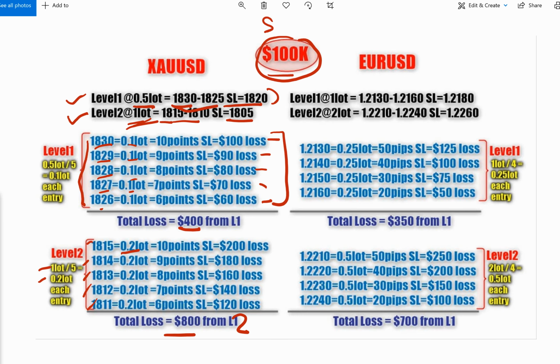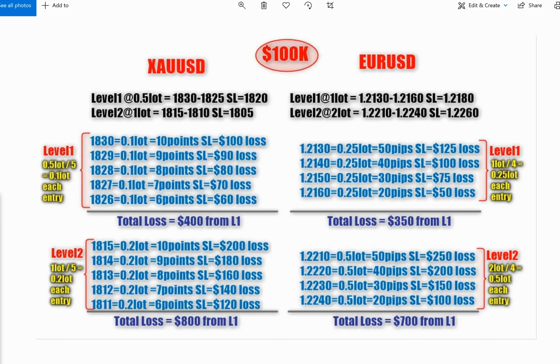This is for gold. In currency pairs, the entries are given in a range of 30 pips, and level 1 here will be traded with 1 lot, and level 2 will be traded with double lot size, 2 lots. Here 2130 to 2160 is the entry for sell Euro USD. So we'll place the 4 entries: 2130, 2140, 2150 and 2160. Level 1 is traded with 1 lot size, so if we divide the 1 lot by 4, then we get 0.25 lot size.